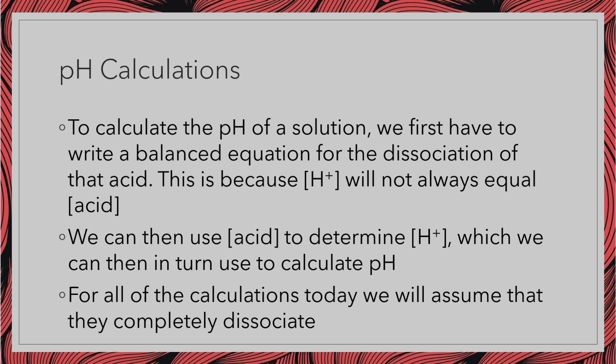And for all of the calculations today, we're going to assume that they completely dissociate. Do all of them completely dissociate? Well, some do and some don't. We'll get to the difference between strong and weak acids in the future. Basically a strong acid ionizes 100%, donates all of its protons. A weak acid doesn't, but they're a bit more complex calculations that involve K. We'll do those in a future lesson, but for today we're just going to assume that they completely dissociate and always donate their proton.